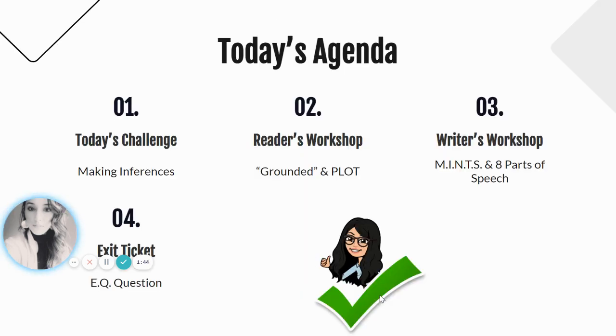For today's agenda, this is what our lesson is going to look like. The first thing that we do is today's challenge, which typically takes about 10 minutes. Then reader's workshop. For today, we are going to reread the story Grounded on page 6. I will provide a PDF version attached to the email that I sent to you. And we're also going to learn about plot. Then we're going to go into writer's workshop and learn about capitalization rules, and I'm going to be introducing you to the 8 parts of speech.